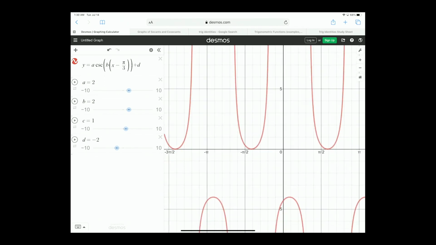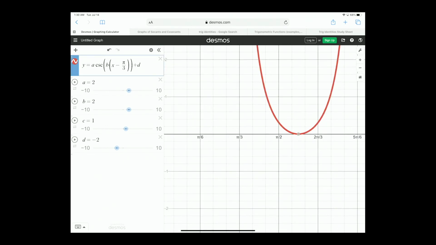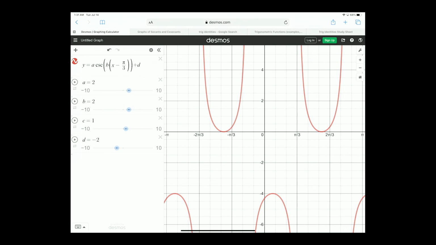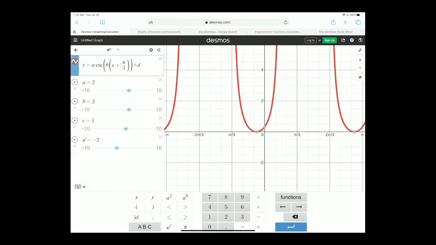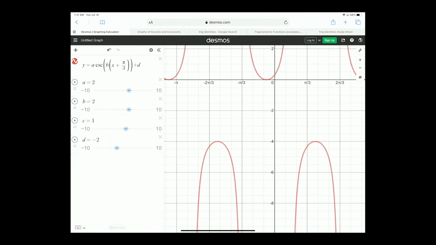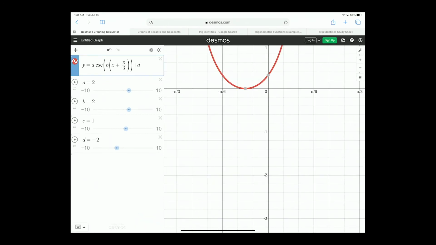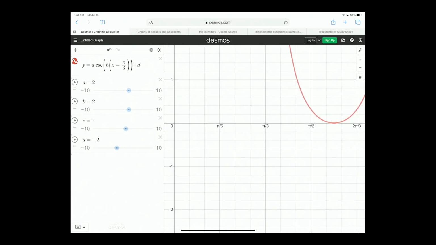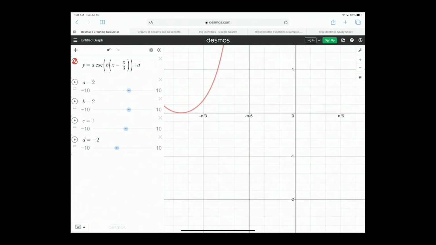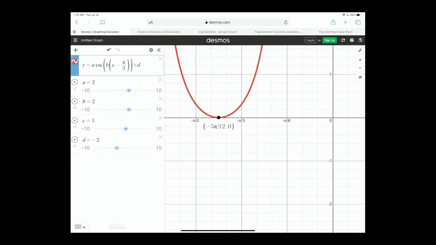Where's the other one? What's that? That's 7 pi. Oh, okay. I shifted the wrong direction here. That was supposed to be a plus. Is that right? No, that's still wrong. It's supposed to go 2 more pi over 12 the other way.